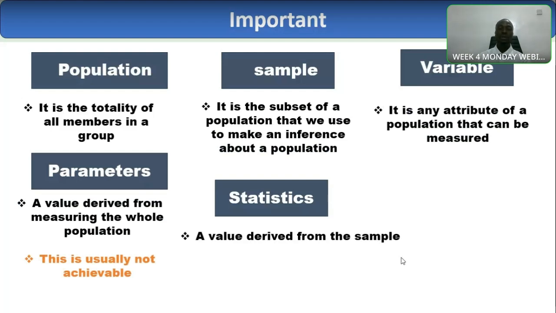Then statistics. Statistics is a value derived from the sample. So which means that if we cannot measure the whole population, we can use the sample. And whatsoever we get from that sample is called the sample statistic.